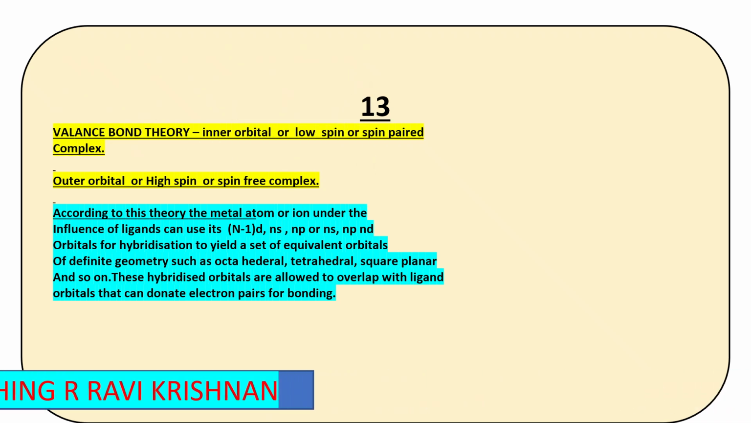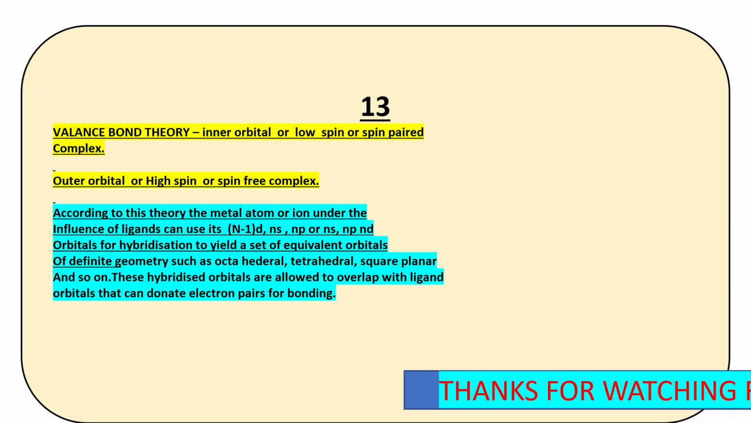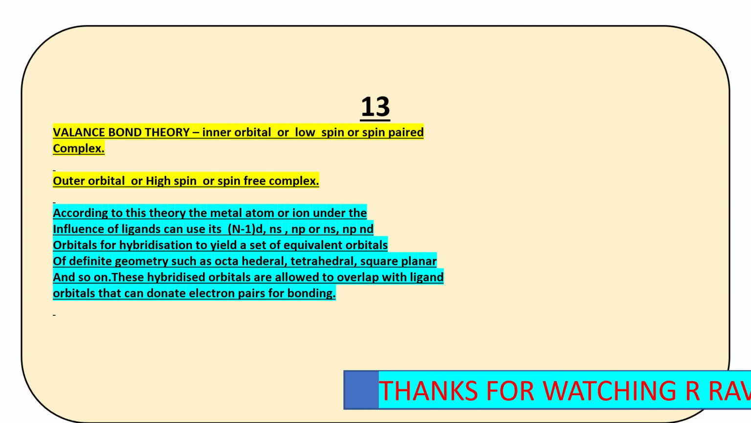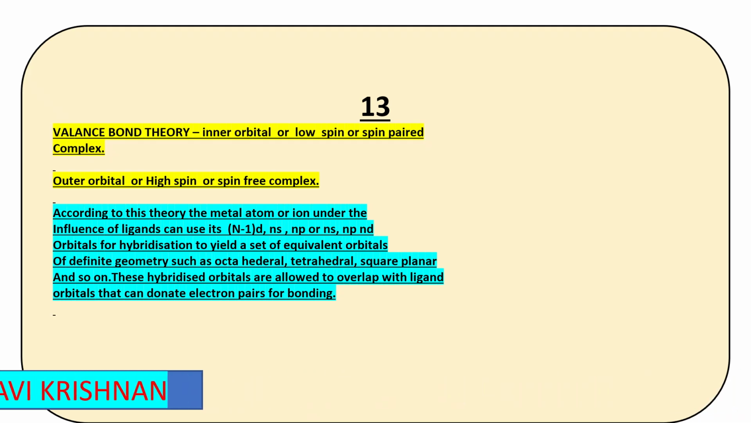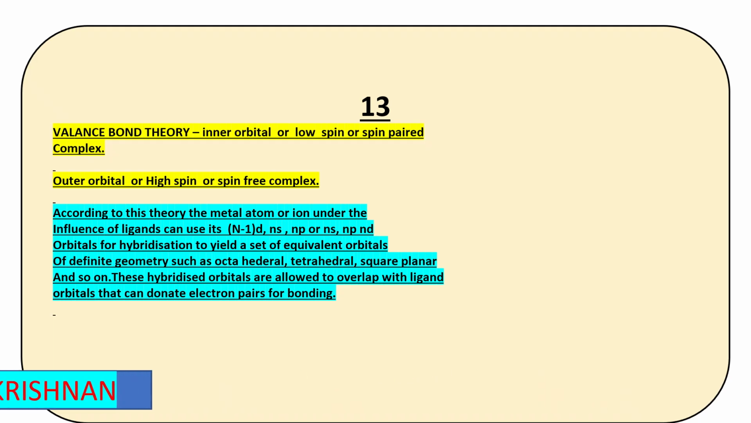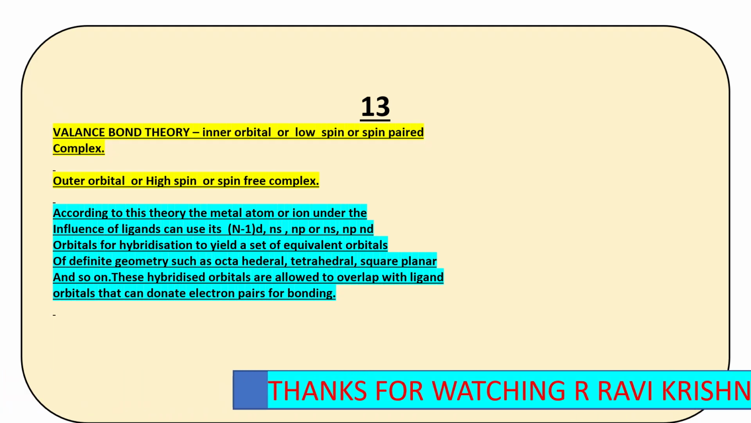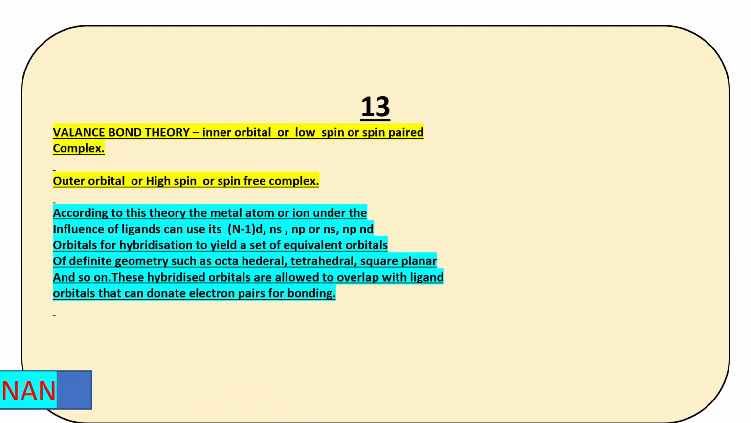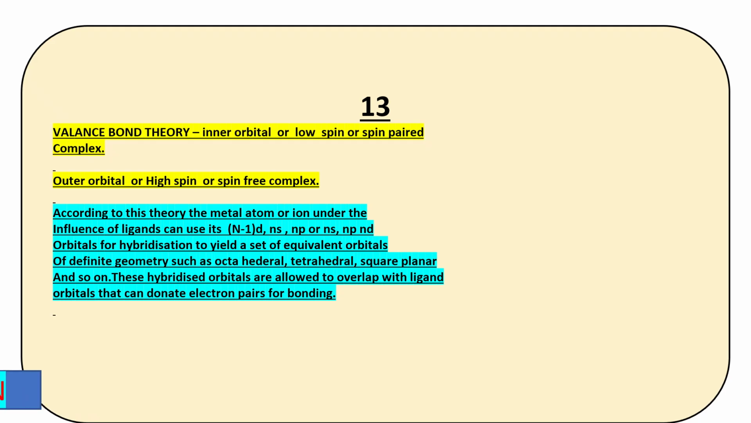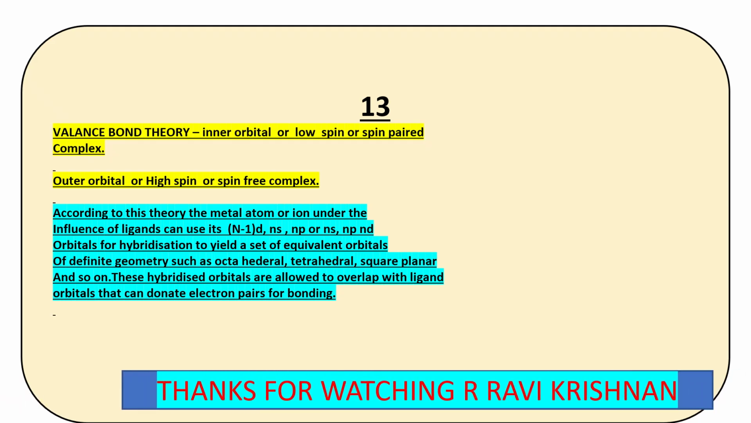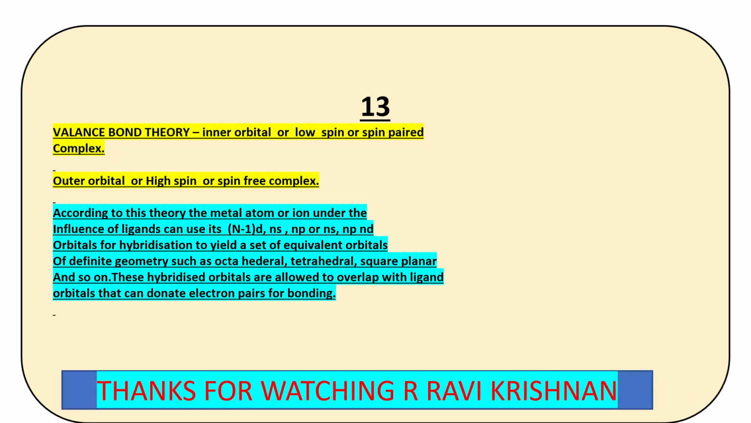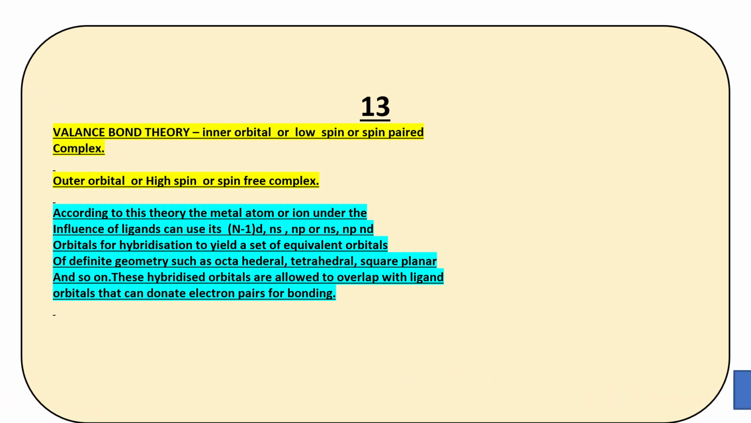Valence bond theory: inner orbital or low spin or spin paired complex, outer orbital or high spin or spin free complex. According to the theory, the metal atom or ion under the influence of ligands can use its (n-1)d, ns, np, or ns, np, nd orbitals for hybridization to yield a set of equivalent orbitals of definite geometry such as octahedral, tetrahedral, square planar, and so on.